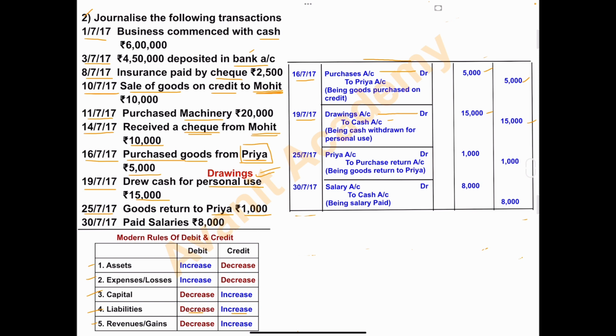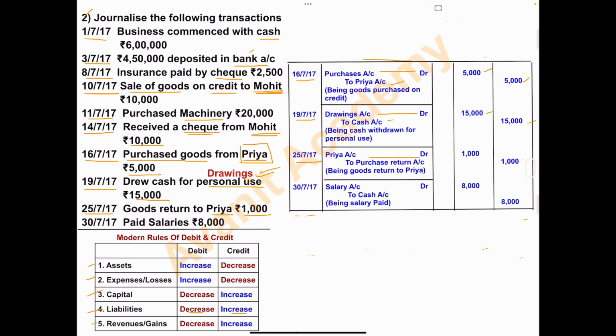On 16th July, it was purchases account debtor to Priya's account. When a purchase return is made, what entry happens? See the 25th July entry. Priya's account debtor to purchases return account. Okay. Purchases account was debited, so for purchase return it is credited. The person from whom we have purchased the goods, when the purchase is returned, that person's account is to be debited.